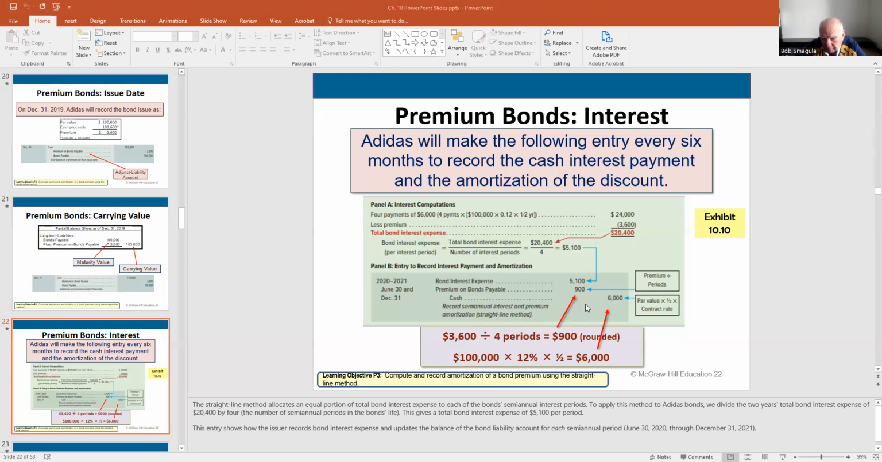And we know the premium of this $3,600 is going to be amortized in increments of 900 4 times. That becomes our debit to the premium. We're chewing up that premium now. And the balance you need to just plug in here is $5,100. So we are paying $6,000 in interest cash-wise, but the actual bond interest expense is only $5,100 because we have the favorable premium, if you want to call it that, favorable.